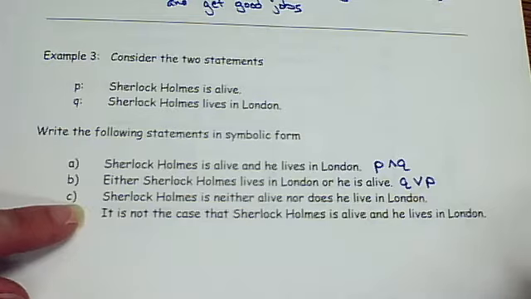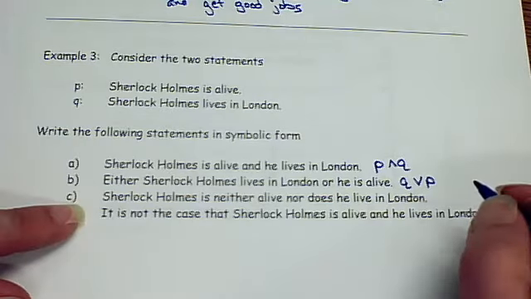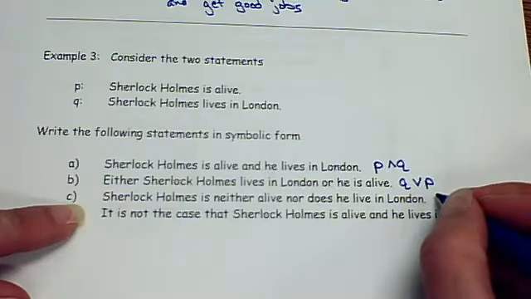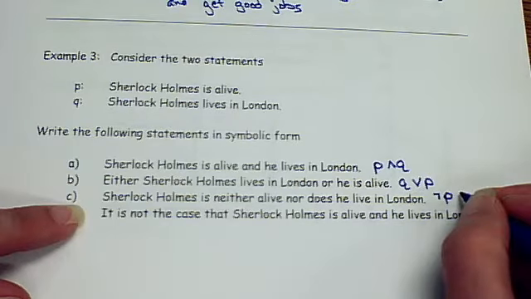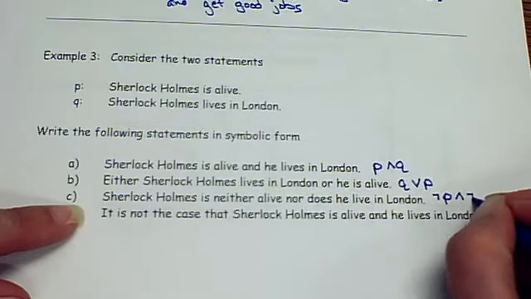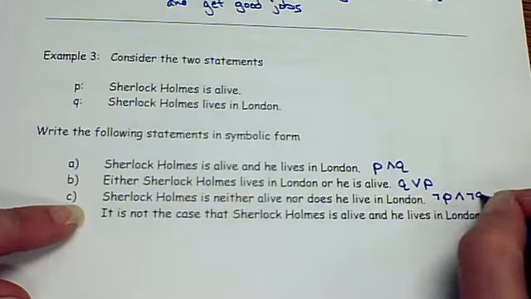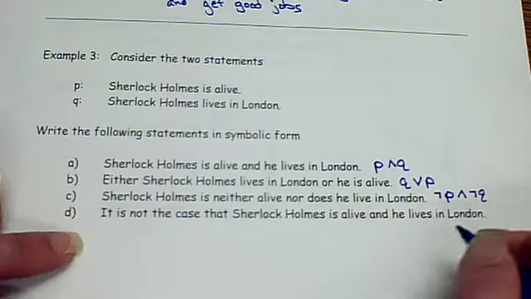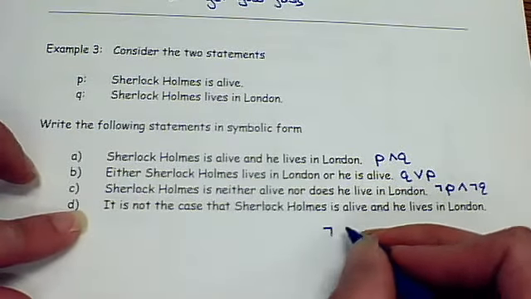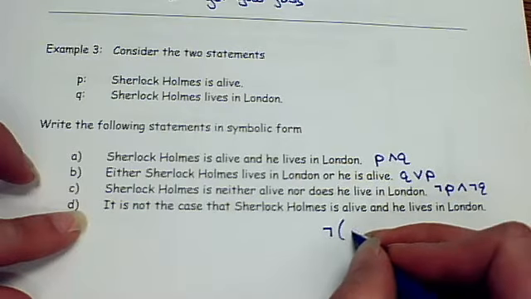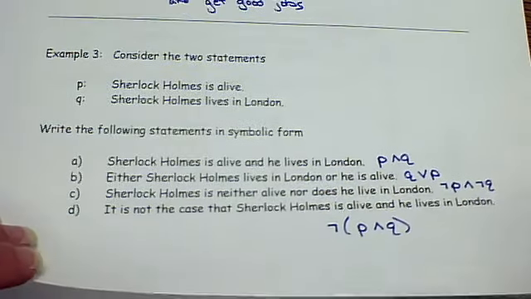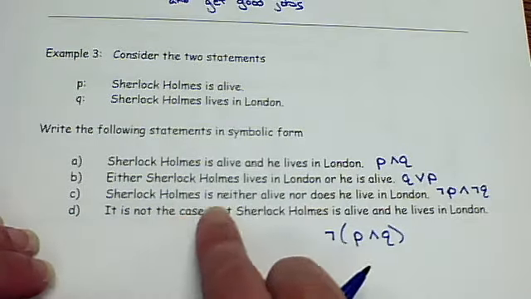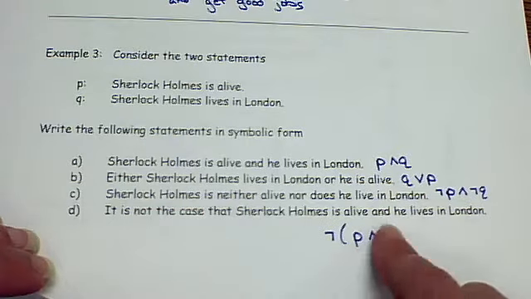Sherlock Holmes is neither alive nor does he live in London. So he's not alive and not in London. What about this one? It is not the case that Sherlock Holmes is alive and he lives in London. Do you notice how it's not the case that all of this is true? So that's why it's in parentheses.